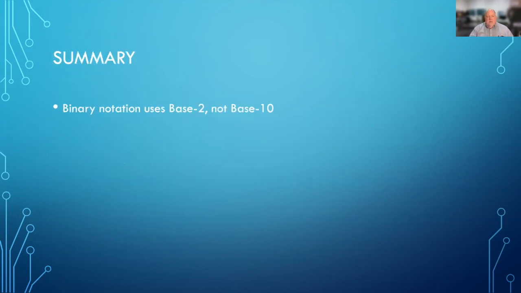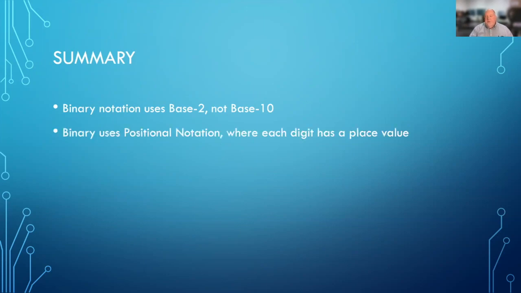Now, binary uses base 2. It's not base 10. It uses positional notation like base 10, where each digit has a particular place value. Places have values equal to powers of 2. And there you have it. That's how binary numbers work.